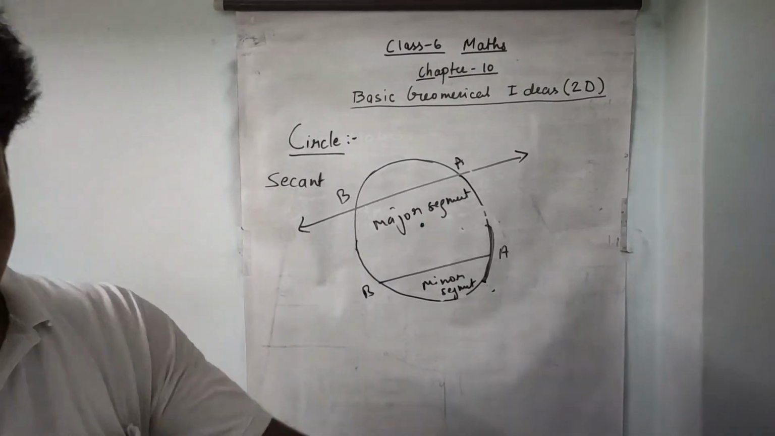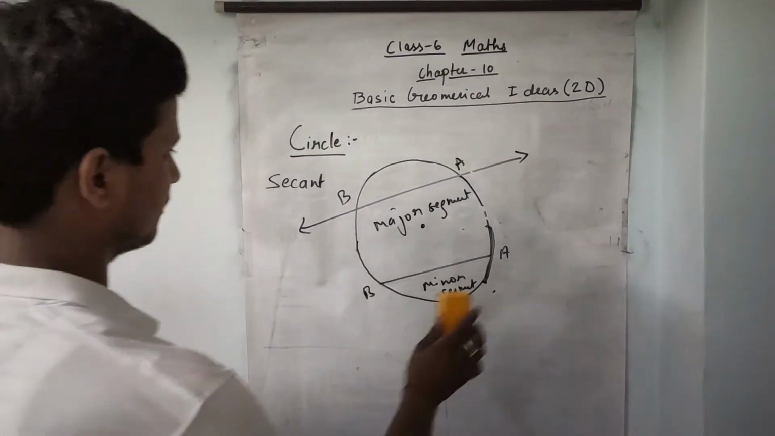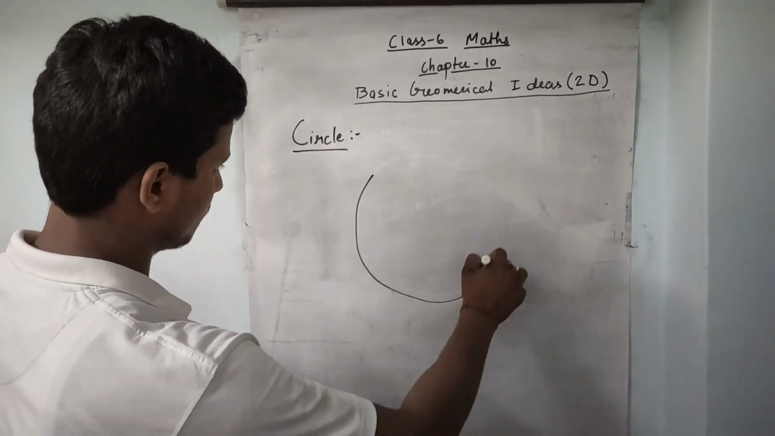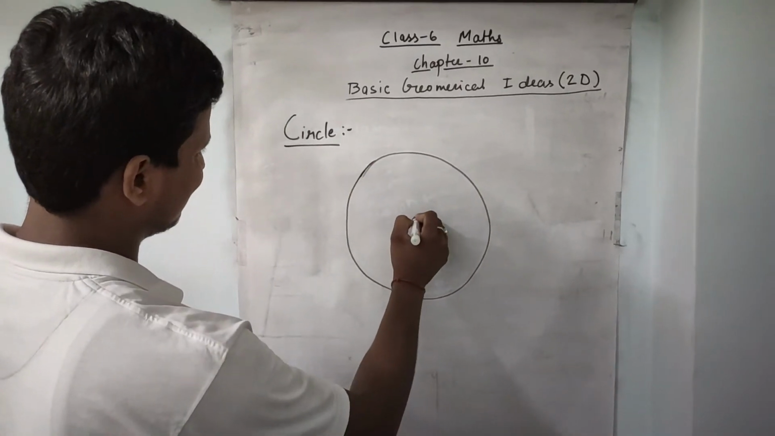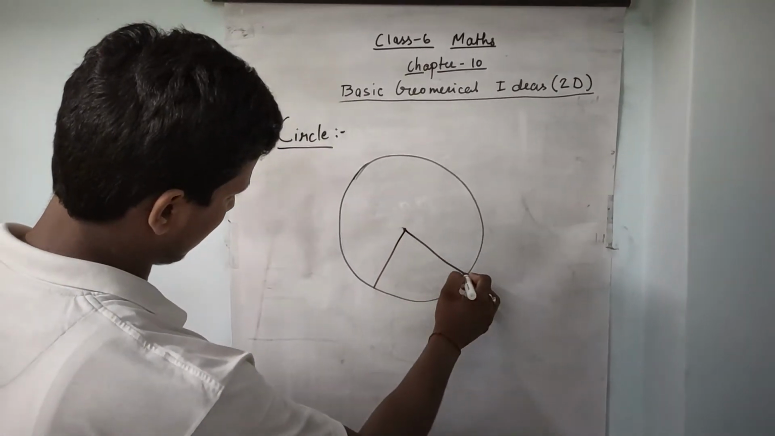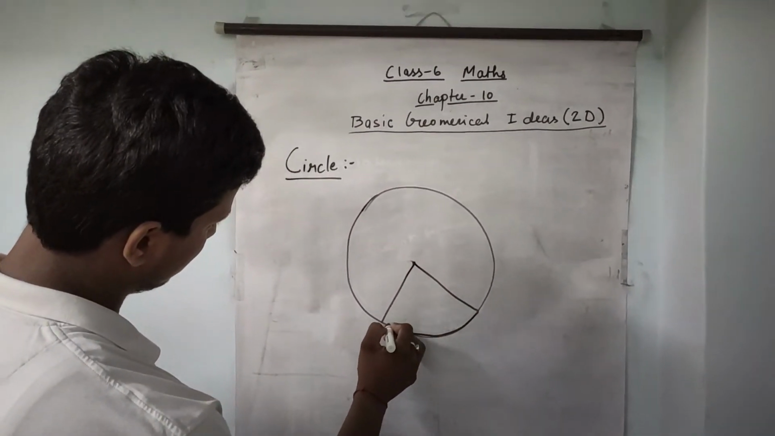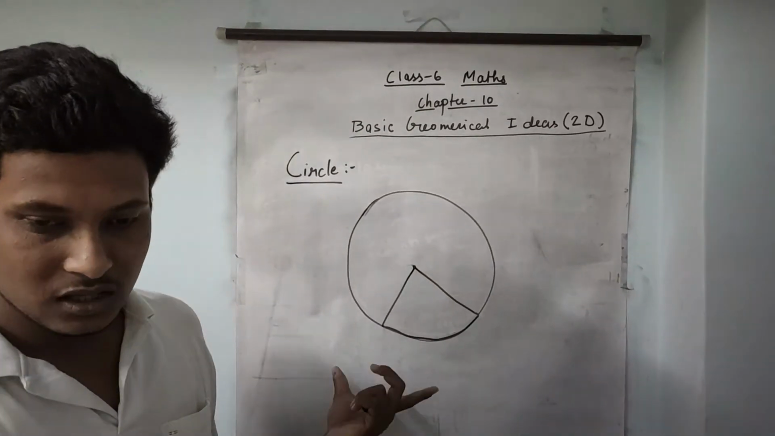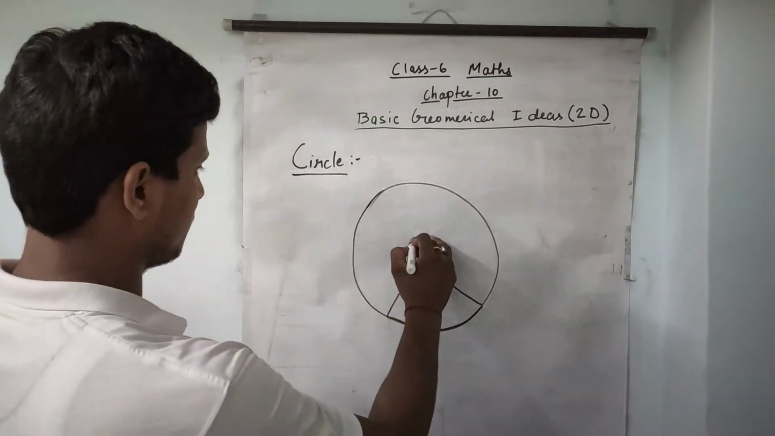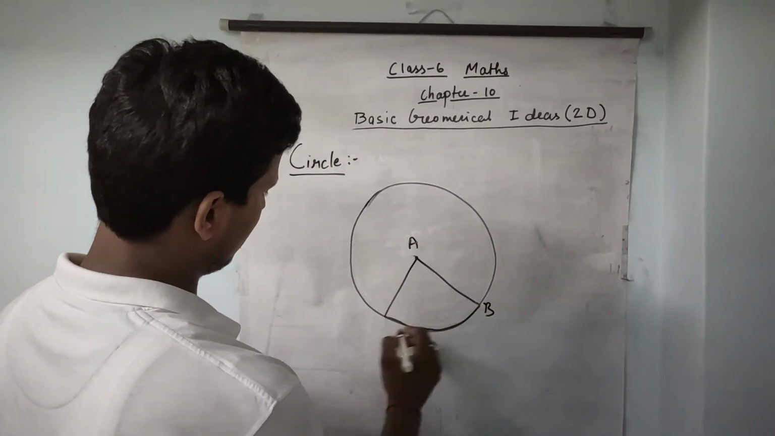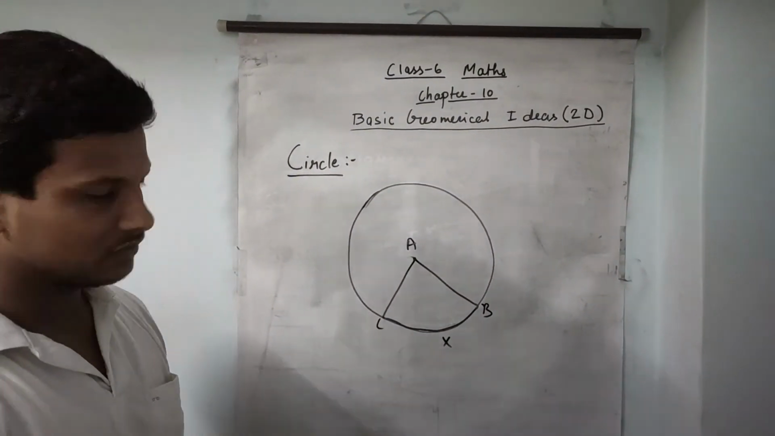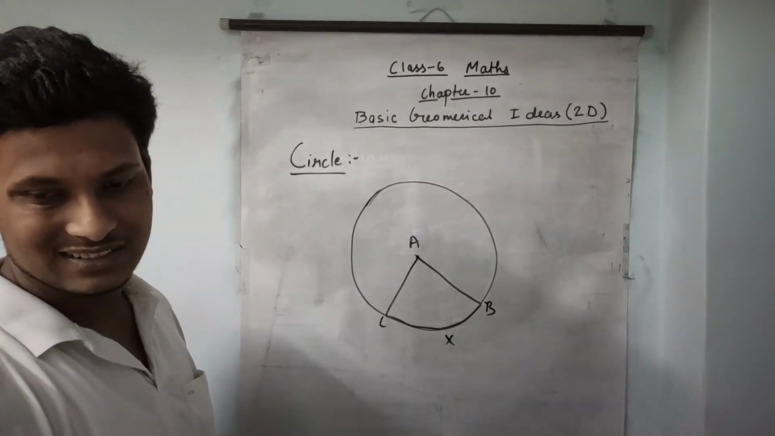Okay, next is sector. Sector of the circle. Like this is a circle, and we have cut the circle like this, in a triangular way, with an arc. This part of the circle is called the sector of the circle, like A, B, C. So we can say A, B, X, C is called the sector of the circle. Okay.